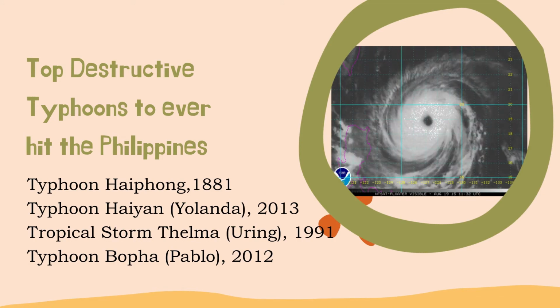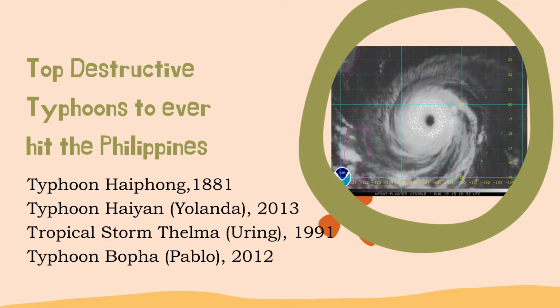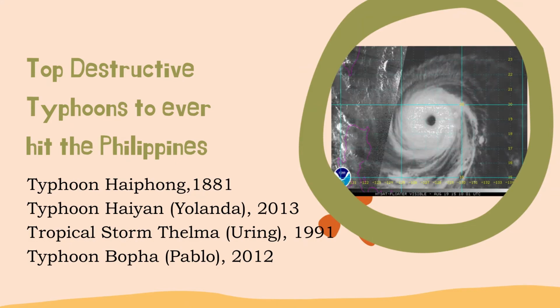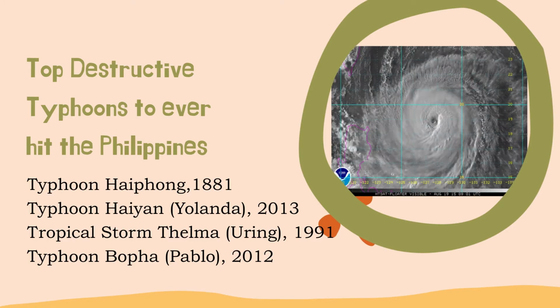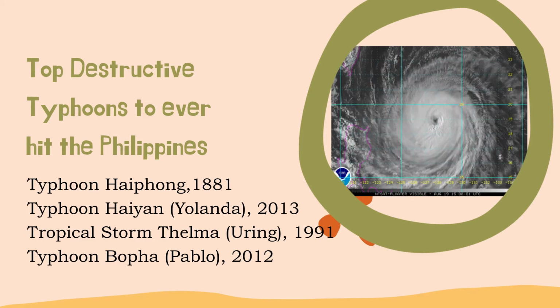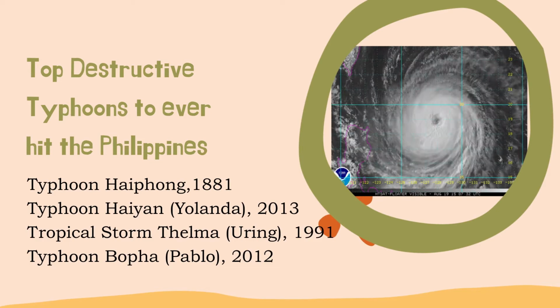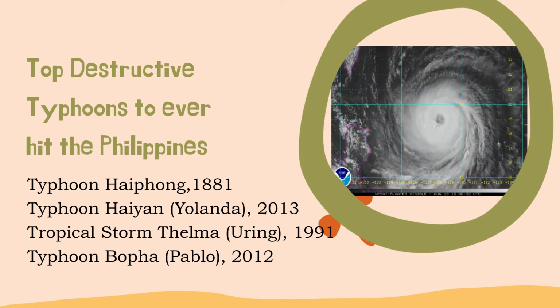It was the strongest tropical cyclone on record to ever affect Mindanao, making landfall as a Category 5 super typhoon with winds of 175 miles per hour or 280 kilometers per hour. It had its landfall at Katiil on December 4, 2012.